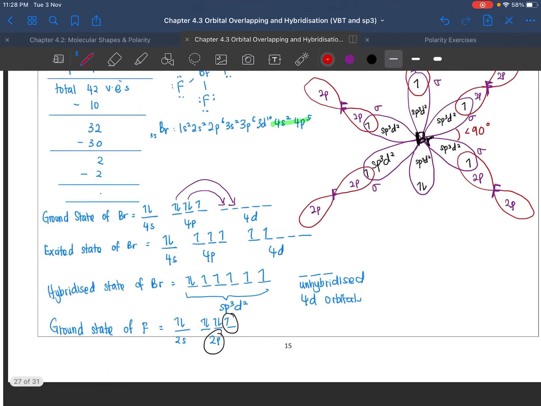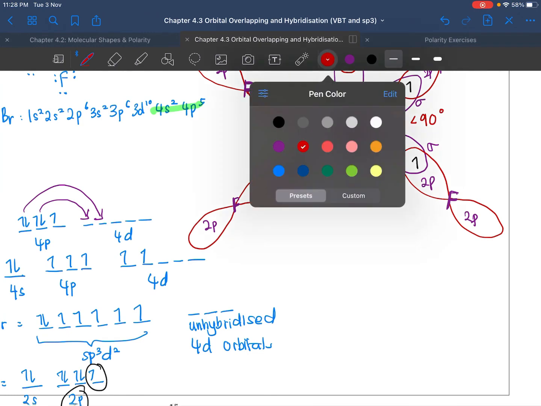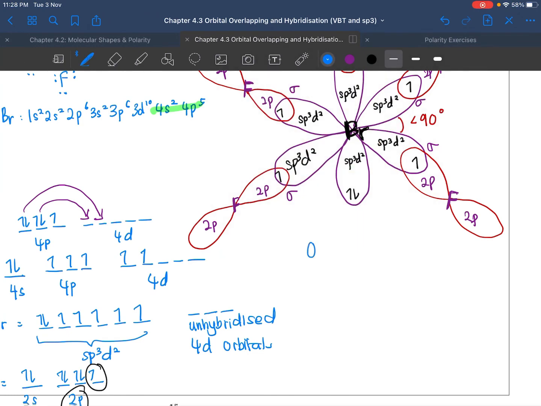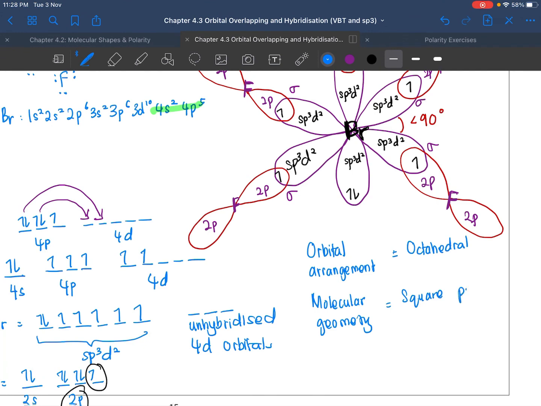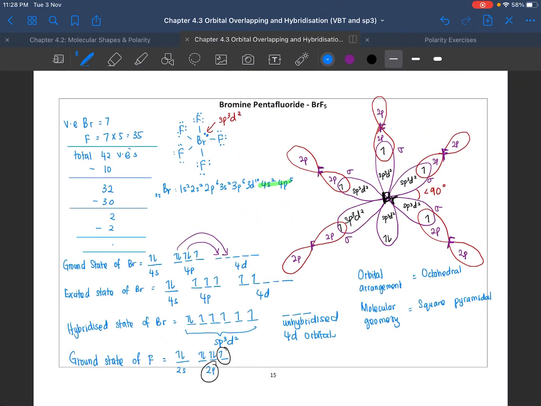So we need to complete benda lain, iaitu macam biasa kena ada molecular geometry dengan orbital arrangement. So orbital arrangement is octahedral. Okay, so sepatutnya dia octahedral because sp3d2. But since dia ada one lone pair, so the molecular geometry become square pyramidal. Okay, and as for the bond angle, we already labeled in the diagram. Okay, so settle our drawing of BrF5.